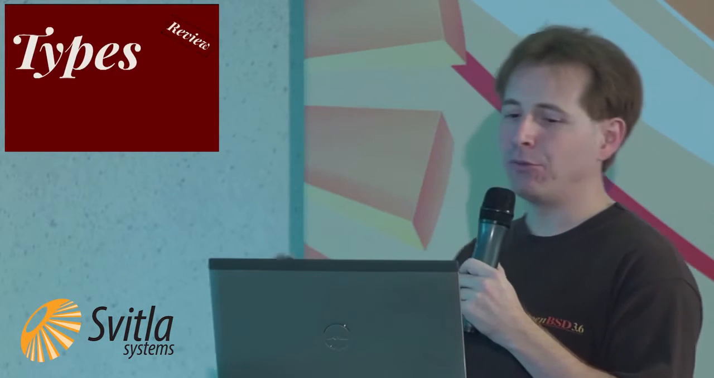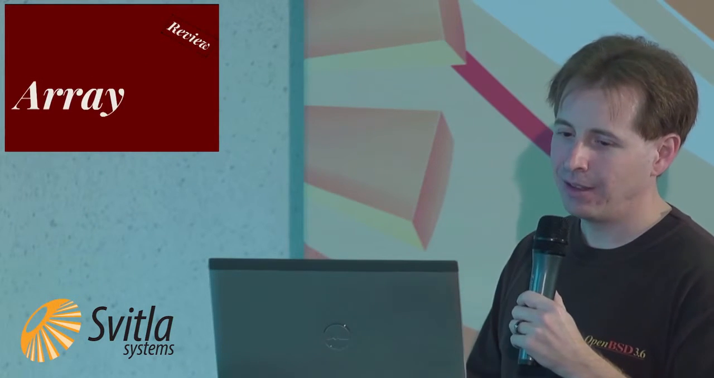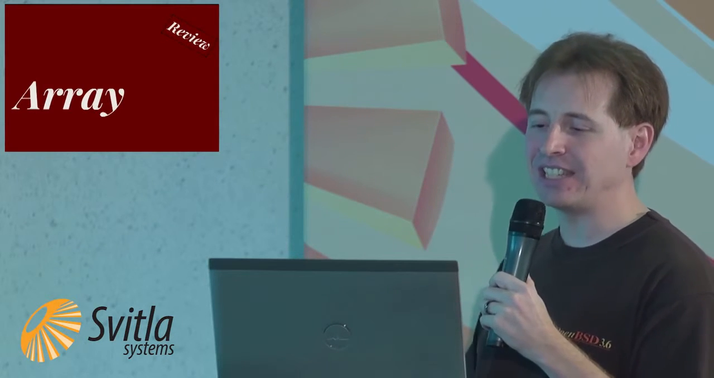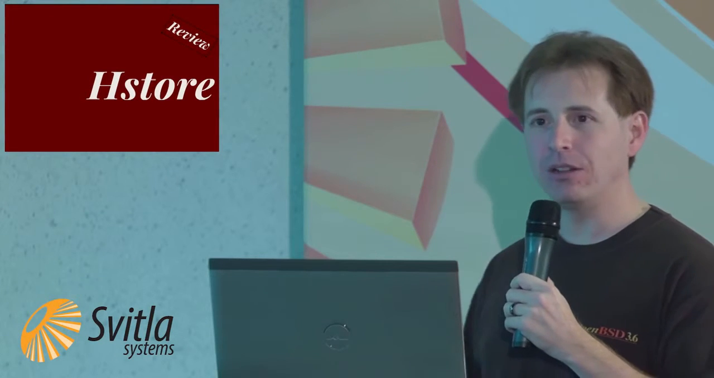So let me briefly review the types I discussed. First was the array type, good for keeping multiple instances of the same type of data instead of using a separate table. Next was the HStore type, for keeping simple attribute keys and values in a single column.